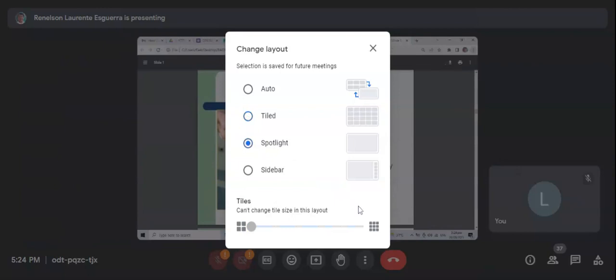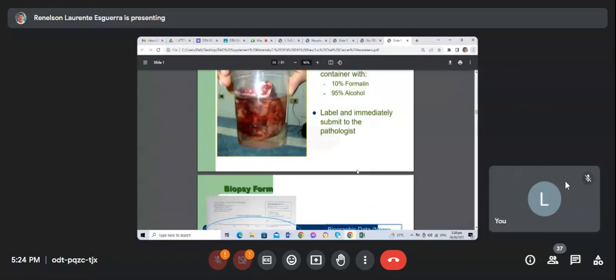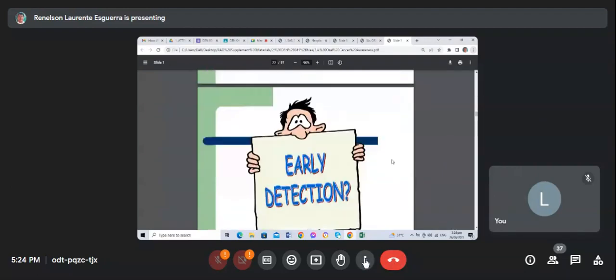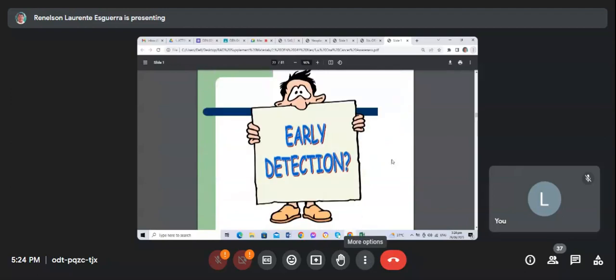I do not suggest 95% alcohol. Label and immediately submit to the pathologist, with a form which would contain the biographic data, name, age, sex, etc., a brief history of the lesion, clinical appearance and surgical findings. If you can draw it, the better. And a tentative diagnosis together with the specimen. Because early detection is good for the patient.